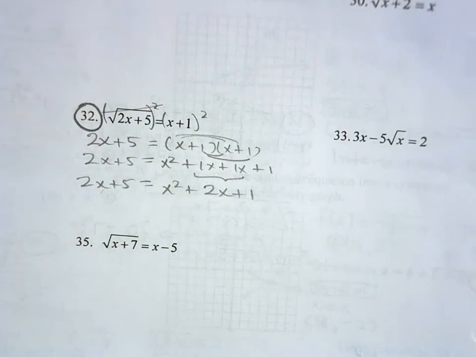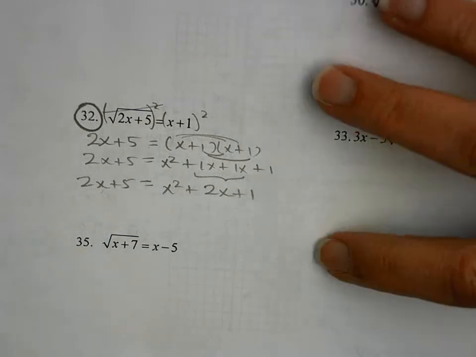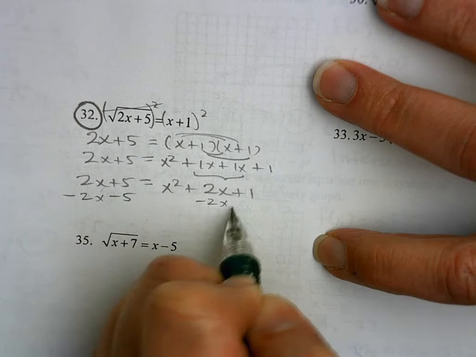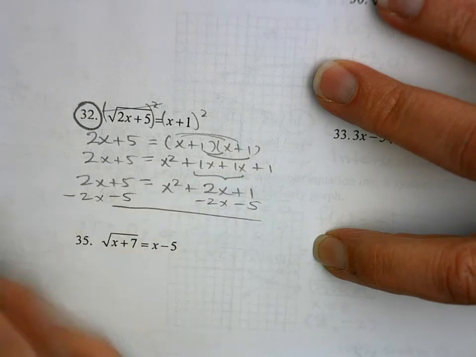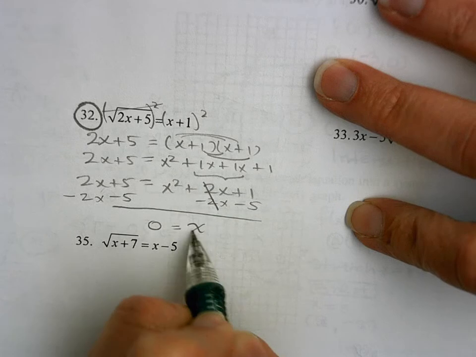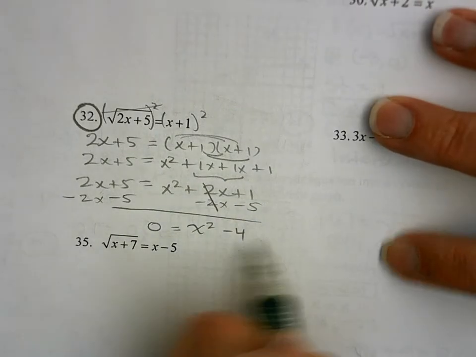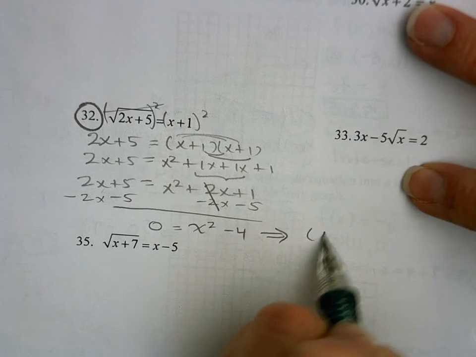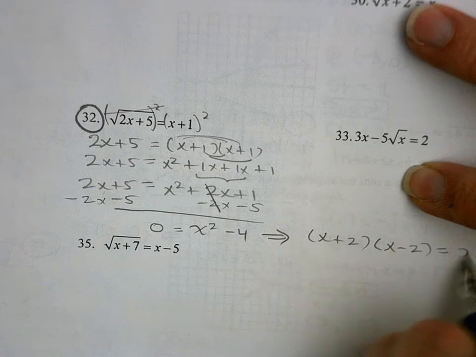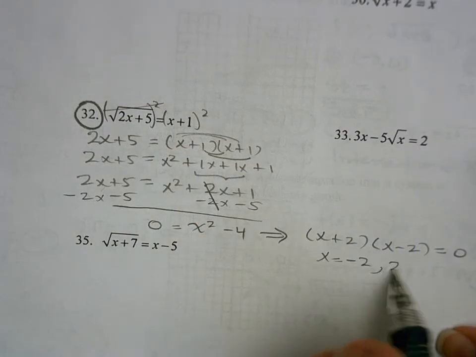Okay. And so then once I get to here, I always want to set it equal to 0. So I'm going to subtract 2x from both sides. And I'm also going to subtract the 5. So that will give me 0. That will cancel. And then I have x squared minus 4. And then I can go ahead and factor that. So I'm just going to do that over here. So I would have x plus 2 and x minus 2. So I have a difference of squares, and then solve for both. So I have x equals negative 2 and 2.